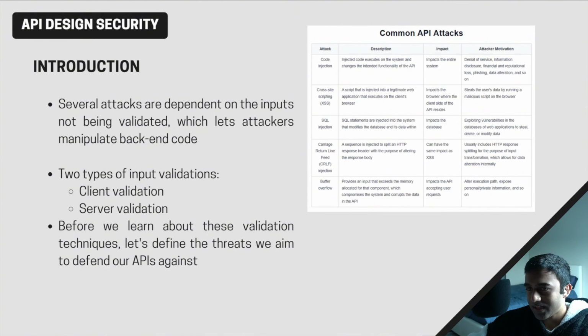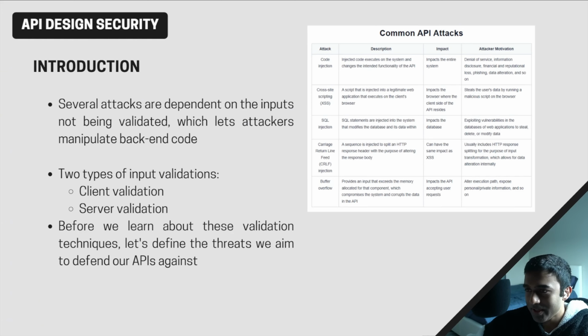Several attacks are dependent on the inputs not being validated, which lets attackers manipulate backend code. There are two types of input validations, being client validation and server validation. Before we learn about these validation techniques, let's define the threats we aim to defend our APIs against.